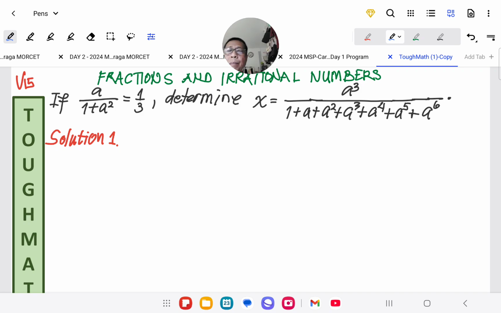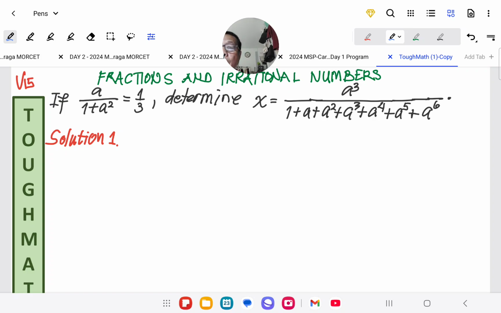So our problem for today is: if a over 1 plus a squared is equal to 1/3, determine x, which is equal to a cubed over 1 plus a squared plus a cubed plus a to the 4th plus a to the 5 plus a to the 6.